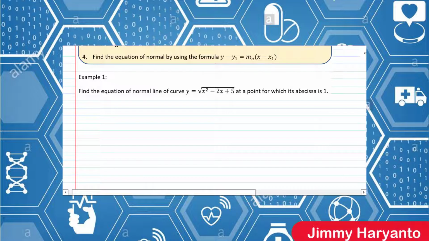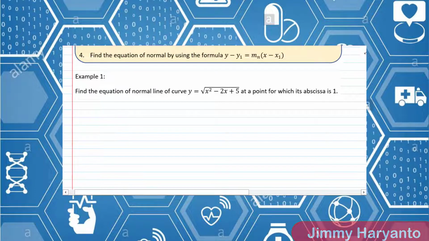A line of the curve y equals the square root of x squared minus 2x plus 5. So we have x squared minus 2x plus 5, square rooted, which means to the power of half, at the point whose abscissa is 1. Abscissa means the value of x. So the question gives you x equals 1.